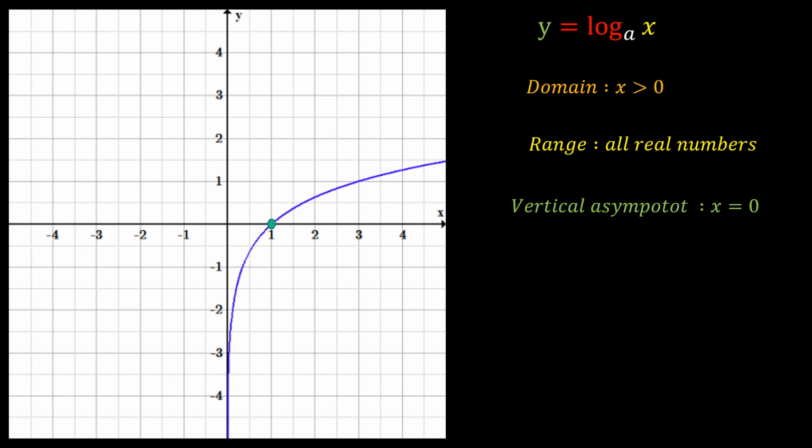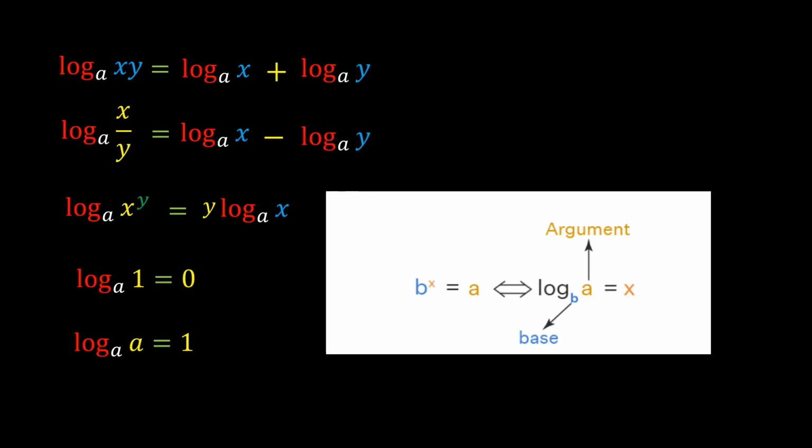Okay, and here we have this point. This point is the intersection between the graph and the x-axis, so it means that we have an x-intercept, which is the point (1, 0). Okay, so in this video we talked about the properties of the logarithm, and we talked about how to convert between the logarithm and the exponent. This is about the logarithm expression.